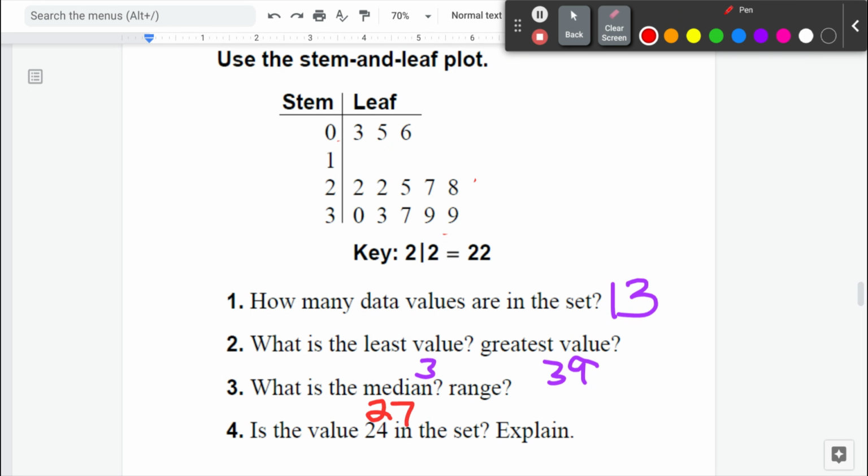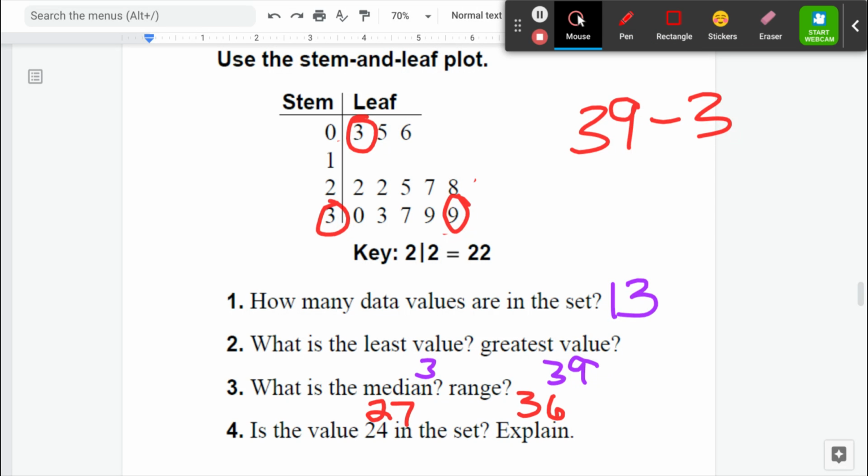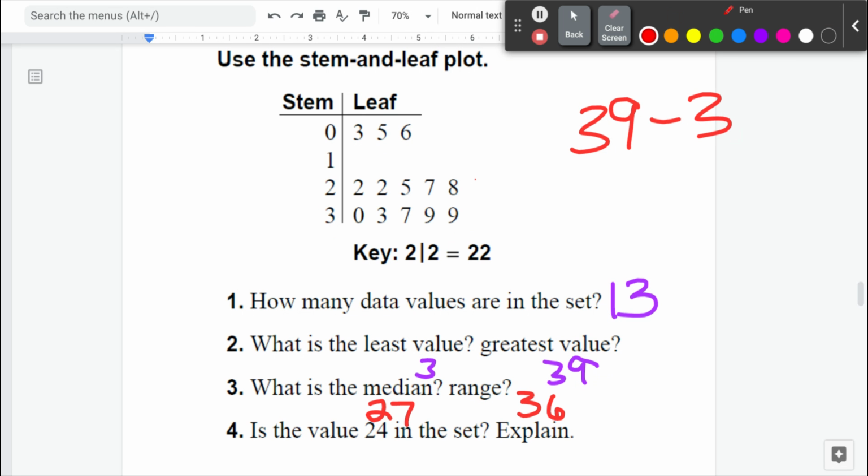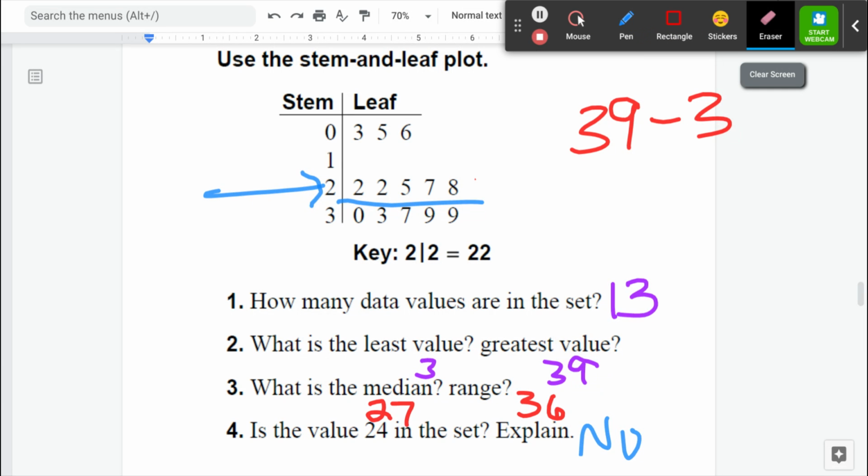The range we learned is the biggest number, which is 39, minus the smallest number. So 39 minus 3 is going to give us 36. And then we've got, is the value 24 in the set? Well, I look in my 20 column, and I don't see the 4. So no, and my explanation can be something along the lines of, there's not a 4 in the 20 stem.